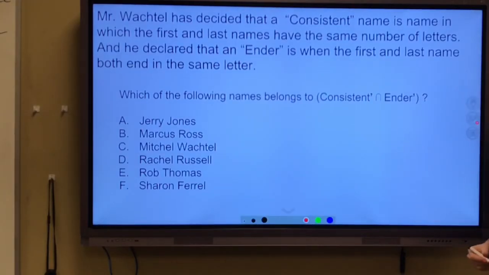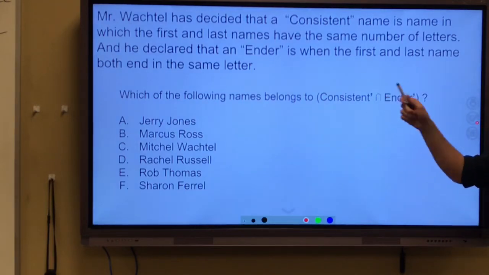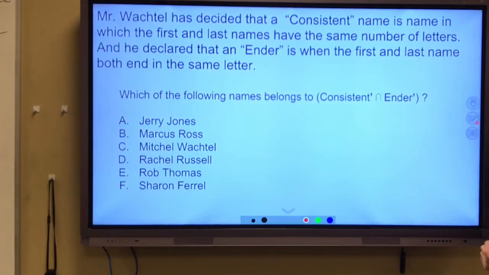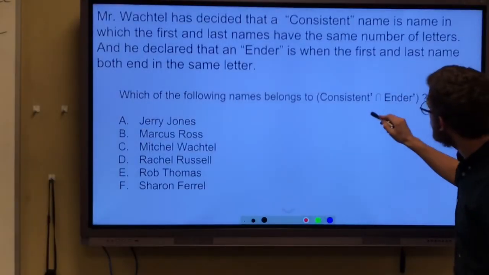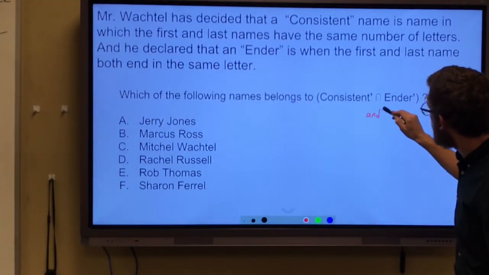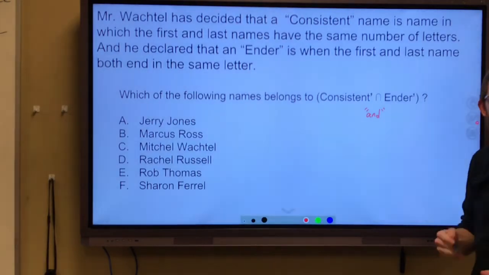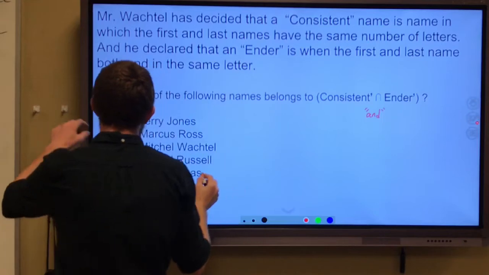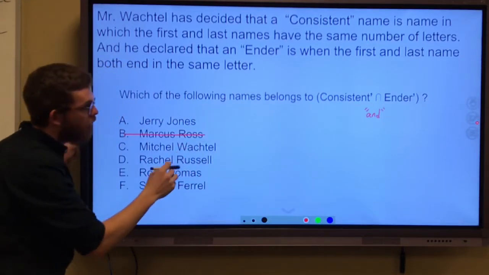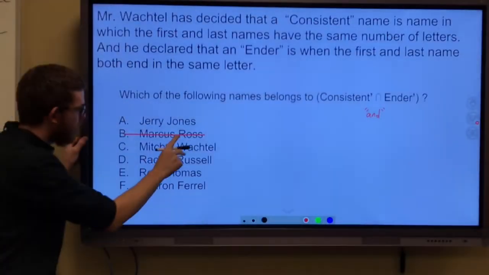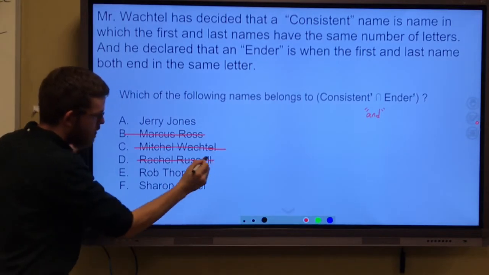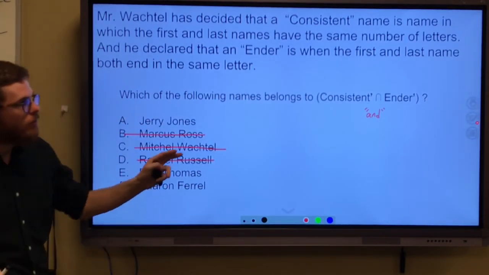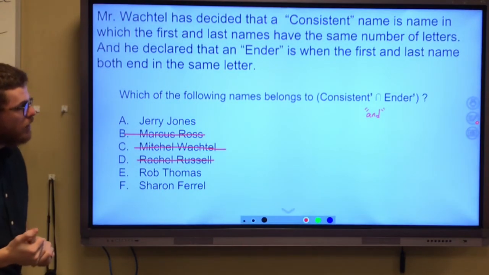Finally, which of the following names belongs to consistent complement, intersecting the complement of ender? So once again, the intersection, this is and, both of these have to be true. So, we know that Marcus Ross is not part of the complement of ender. Same last letter, same last letter, same last letter. But it's these 3, once again, that are part of ender complement.